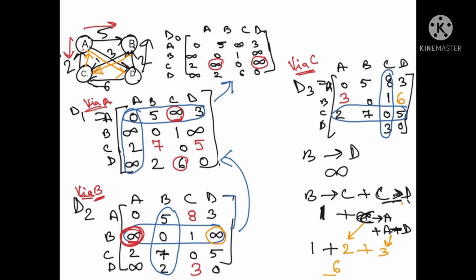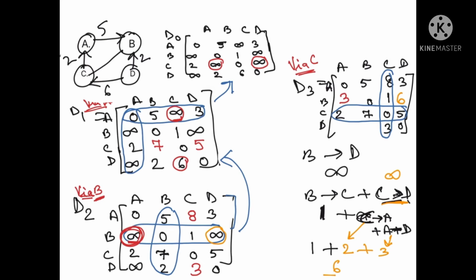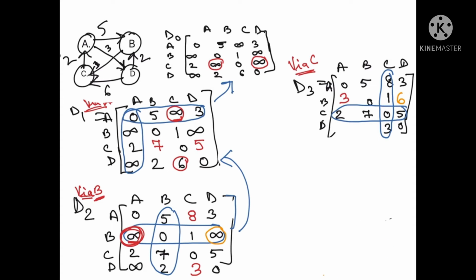If you have understood this, this is the most important thing. So C to D was directly infinity. I was not able to go from here to here. What I did is I took C to A and then A to D. So 2 plus 3. That's what we have done over here. Easy? Okay. Clear? All right. Now on the same lines we will work with the others also.